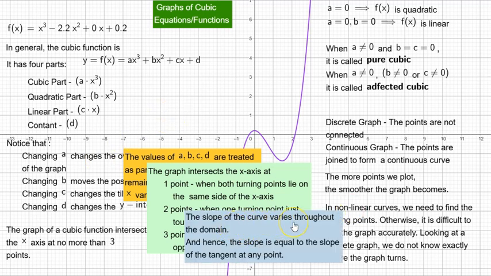Now the slope of the curve varies throughout the domain, and hence the slope is equal to the slope of the tangent at any point. So let's take a point anywhere on the curve. This point can be anywhere. If we draw a tangent to the curve at that point, the slope of the curve is equal to the slope of this line.